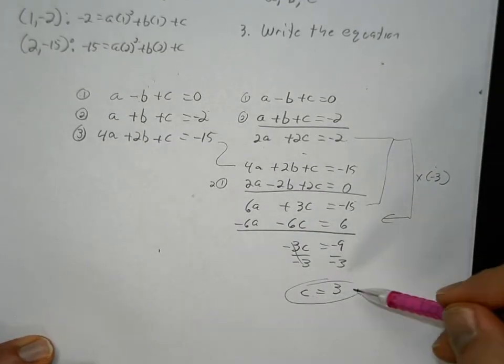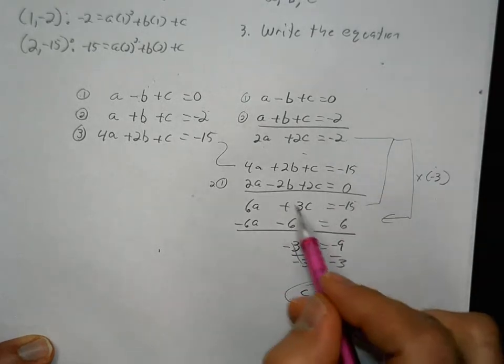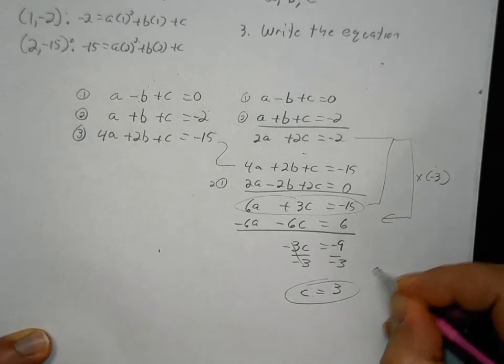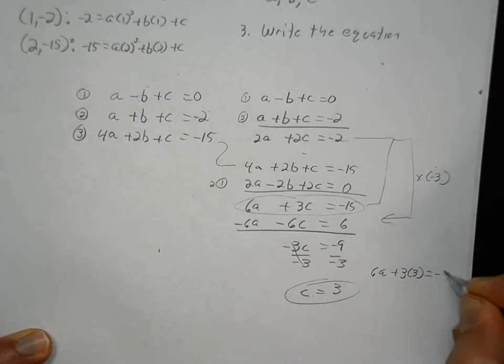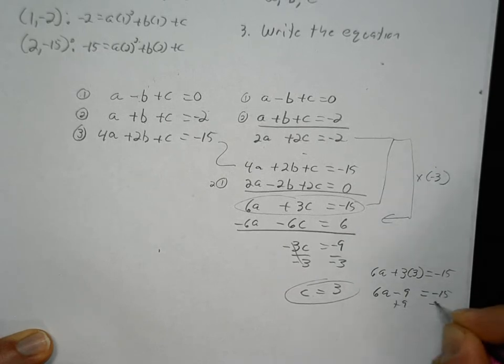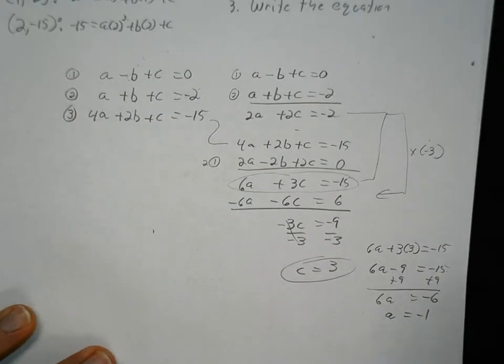Now we substitute back in, probably into one of these 2 equations. Let's just use this one here, and we'll solve for a. 6a plus 3 times 3 equals negative 15. So I've got 6a minus 9, add 9, 6a equals negative 6. So a is negative 1 there.